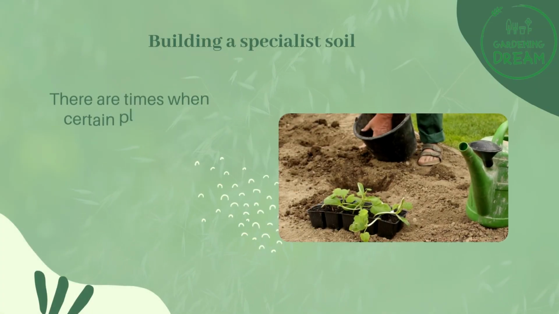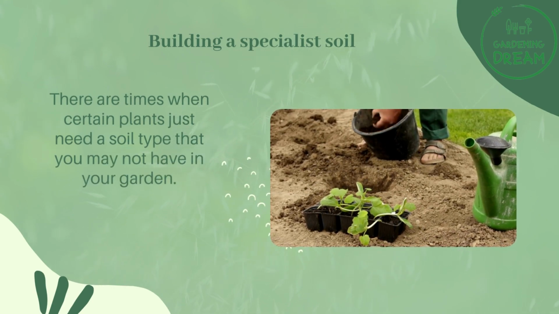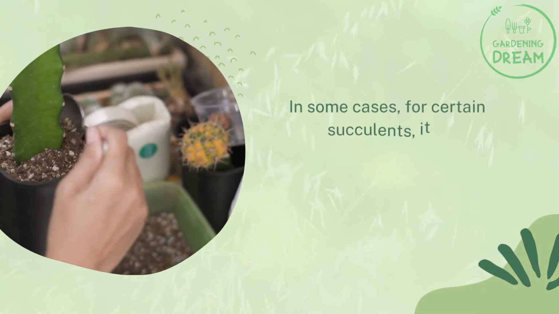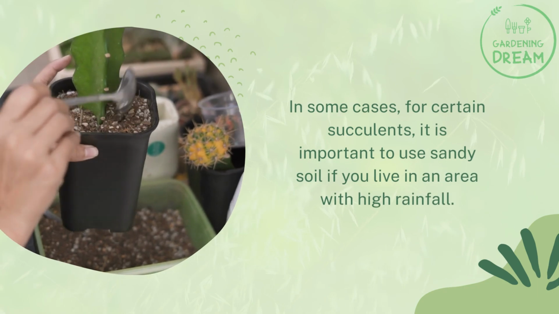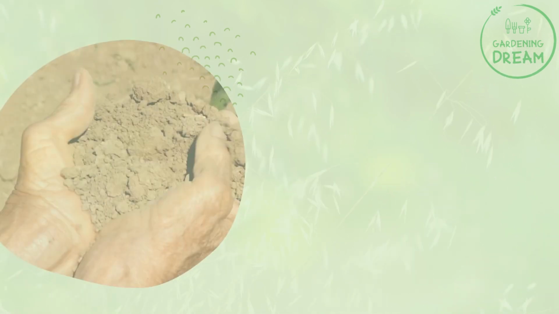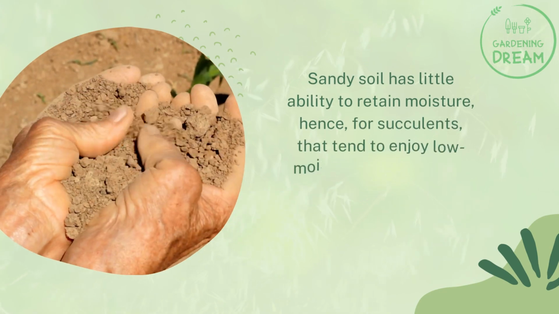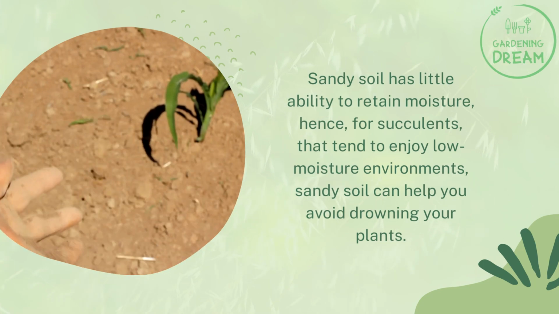Building a specialist soil. There are times when certain plants just need a soil type that you may not have in your garden. In some cases, for certain succulents, it is important to use sandy soil if you live in an area with high rainfall. Sandy soil has little ability to retain moisture, hence, for succulents that tend to enjoy low moisture environments, sandy soil can help you avoid drowning your plants.